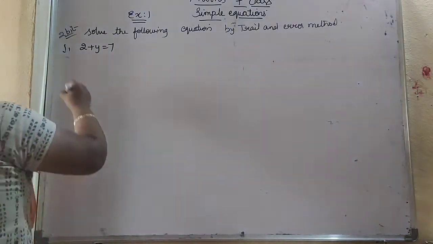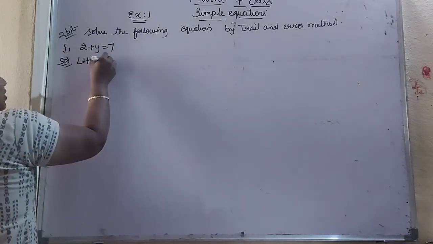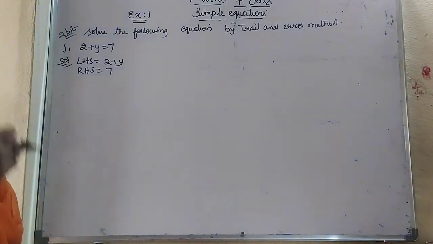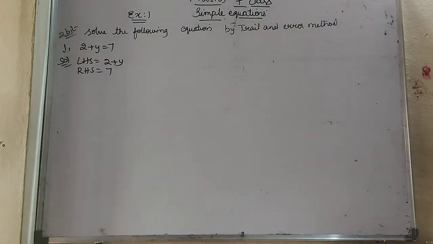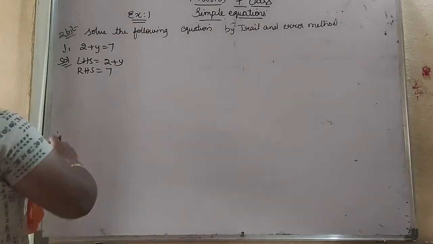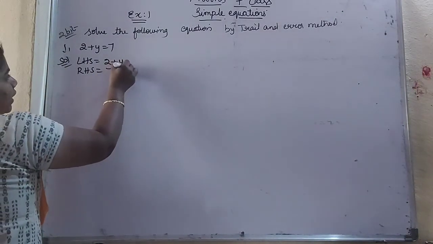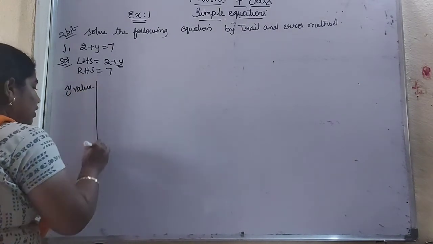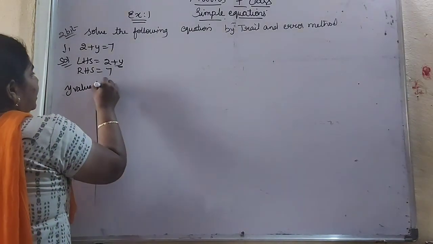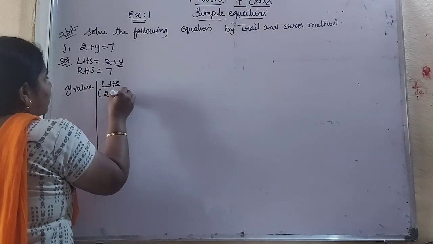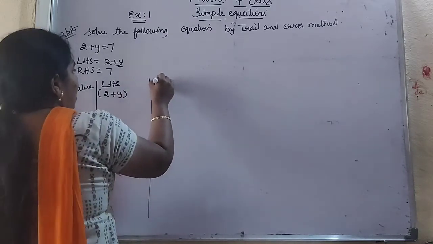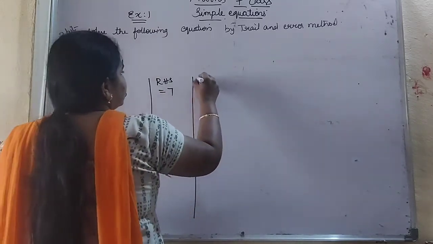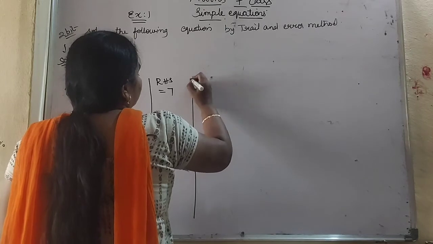In this, the LHS part is 2 plus y and the RHS is 7. The LHS part and RHS part should always be the same. So what do we have to do now? We have to draw a table. First, which variable are we going to find? That is the y variable, and we are changing the y value. Next is the LHS part, which is 2 plus y, and the RHS part, which is equal to 7. And whether it is satisfied or not, yes or no.